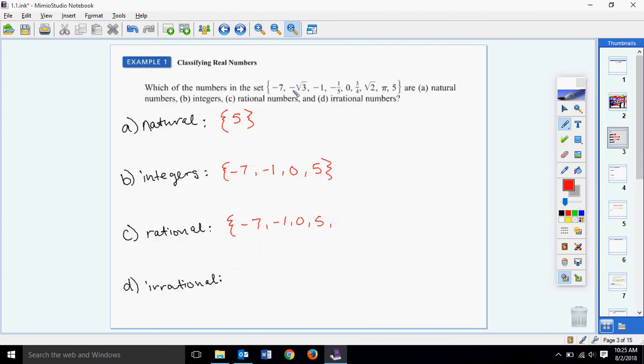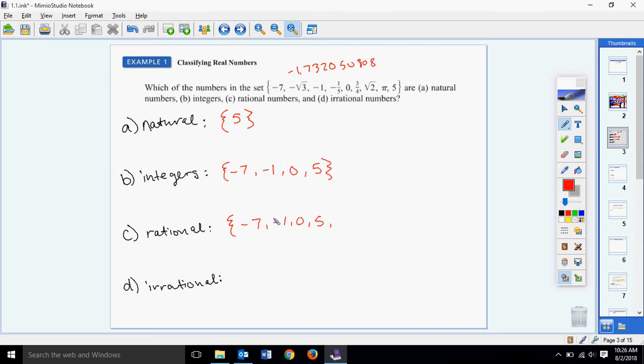What about negative square root of 3? Would that be rational? Well, if you type, like I said, square root of 3 in your calculator, you get -1.732050808, and it looks like it goes on forever without a pattern. So that wouldn't be a rational number.